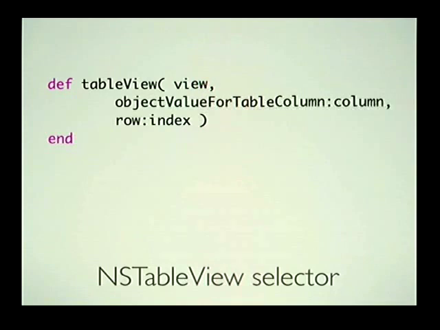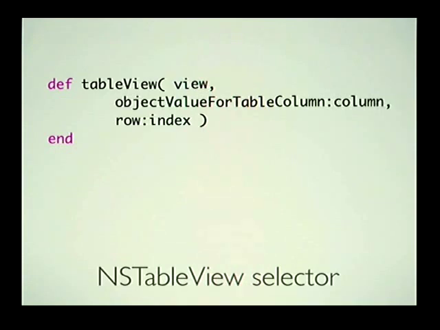Then we need to define another method called table view, and we're going to pass some different information. And you can see that the method signature is a bit strange. We usually don't do that in Ruby. Here we have view, objectValueForTableColumn, column, row index. In Objective-C, they call that a selector, and they are part of the method signature, and they are actually required. So you need to actually pass them. And you can have two methods called table view, but they will have a different signature because the selectors will be different. And in this case, that's exactly what we do.